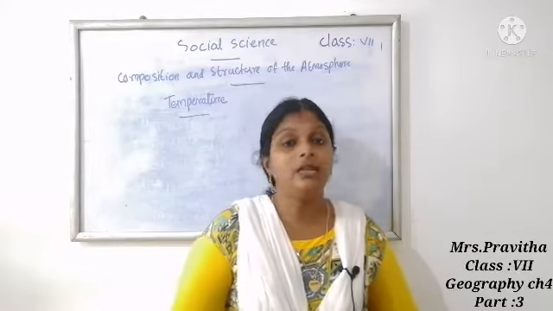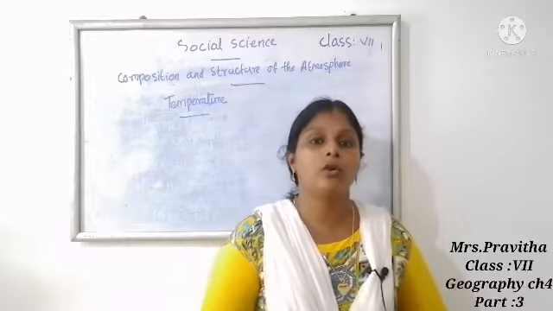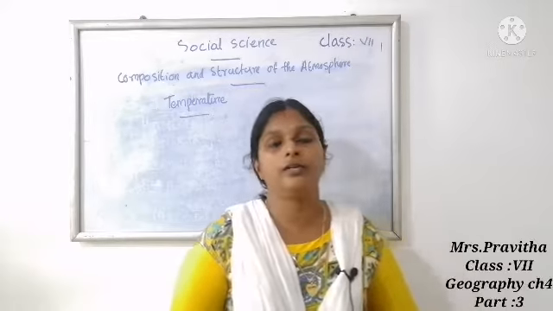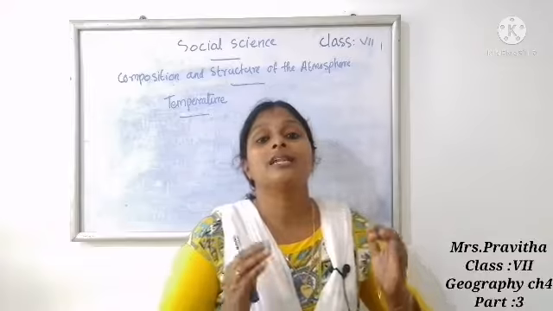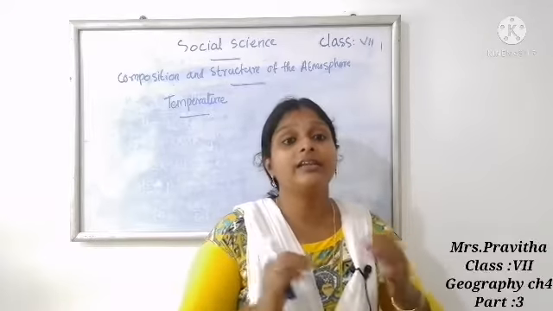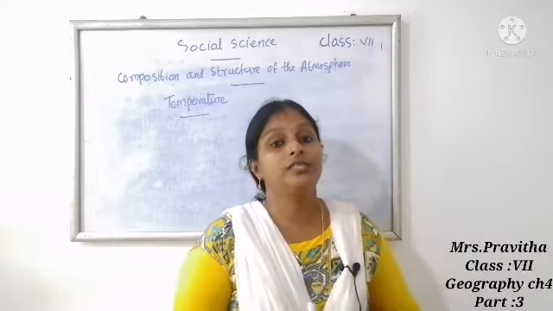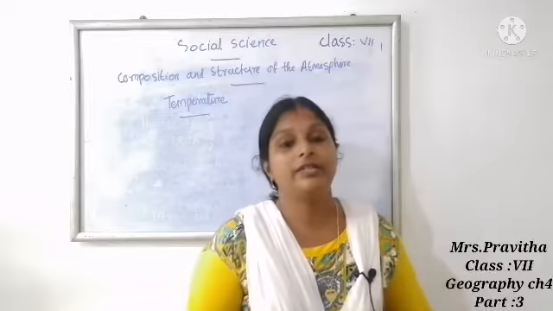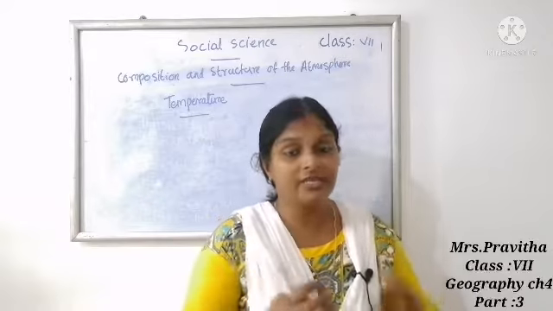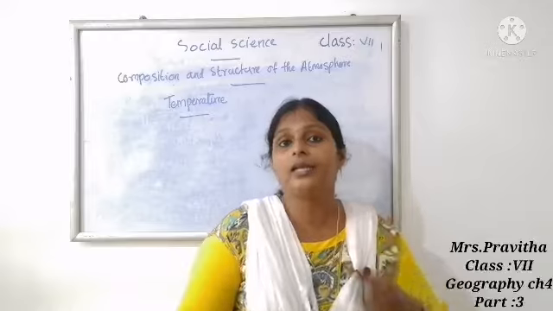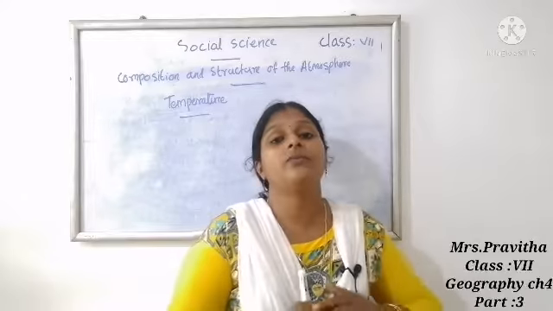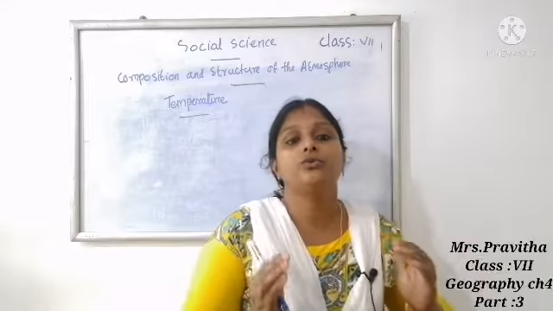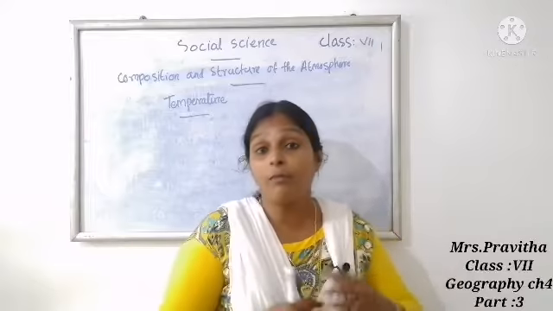Next we will study what makes summers hot and winters cold. This is because during this period the rays of the sun fall directly. When the sun's rays fall vertically or directly, what will happen? Temperature will become higher, so summer becomes hot.